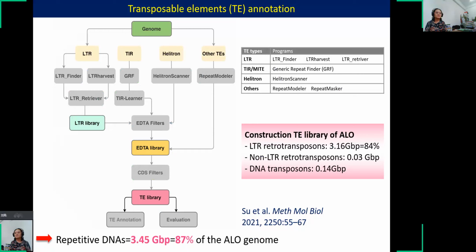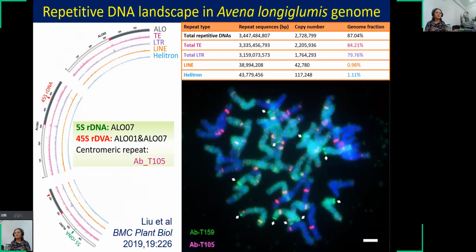The EDTA package is composed of 8 polished programs. It identifies the whole genome TE annotation and evaluation. This pipeline was used to predict the TE library, occupying 84% of the ALO genome. A total of 3.45 gigabases, representing 87% of the ALO genome, could be classified as repeats. We note that the ALO assembly showed relatively uniform expansion of repeat sequences along chromosomes.